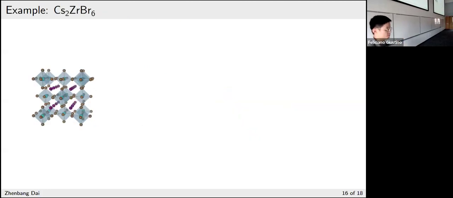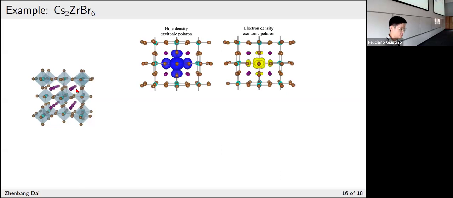Okay, we also perform another test on a different system. This is called a vacancy ordered double perovskite. Even though it's a perfect crystal, because all the octahedra are not connected to each other, people call this a vacancy ordered double perovskite, but it's a perfect crystal. And in this case, we also found a solution where there is a very localized exciton polaron.